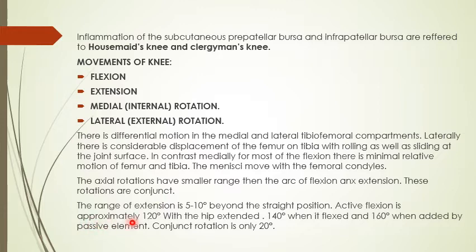Range of extension is 5 to 10 degrees beyond the straight position. The femur can move a maximum of 10 degrees forward from the normal alignment of the axis of the femur and tibia. It can move slightly forward by 10 degrees. Otherwise it is 180 degrees anteriorly and posteriorly.